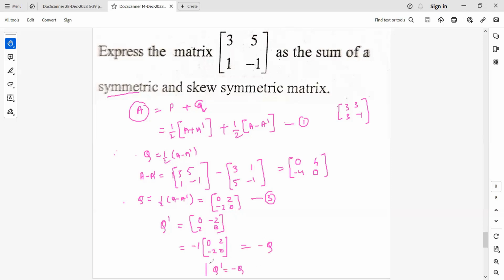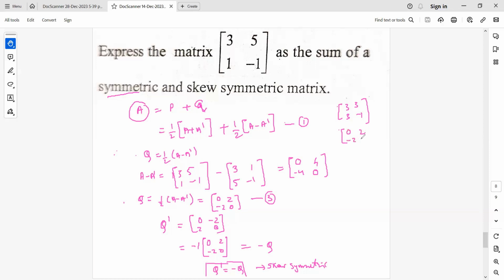So if we prove Q dash is equal to minus Q, then Q is a skew symmetric matrix. Since it is a skew symmetric matrix now, we are considering it as equation 3. So we have found the symmetric part and the skew symmetric part. I will write Q here because we require the value of Q in the next step.